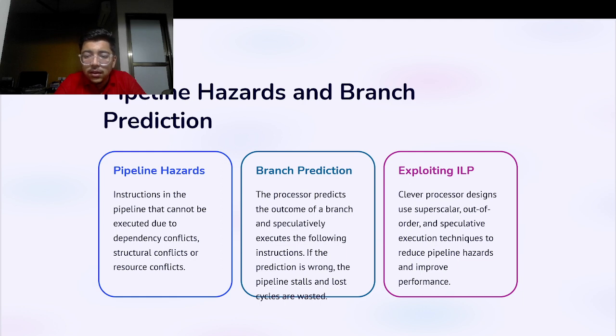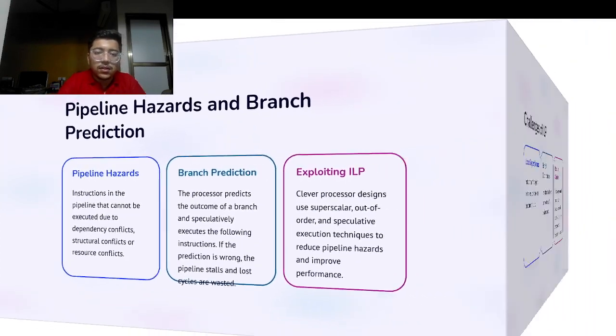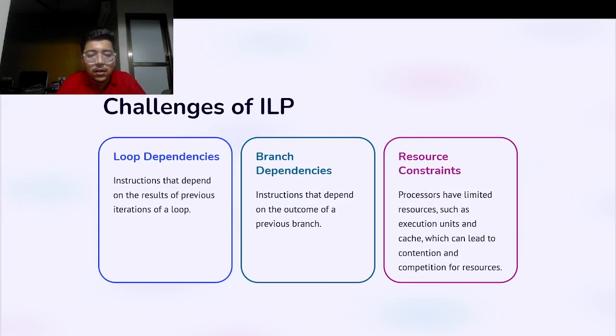Exploiting ILP. We have seen how we can exploit ILP. Clever processor designs like superscalar architecture use these techniques, which reduce the pipeline hazards and improve performance. What are the challenges of ILP? There are various challenges of ILP.